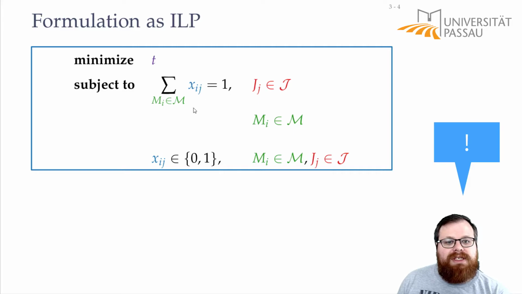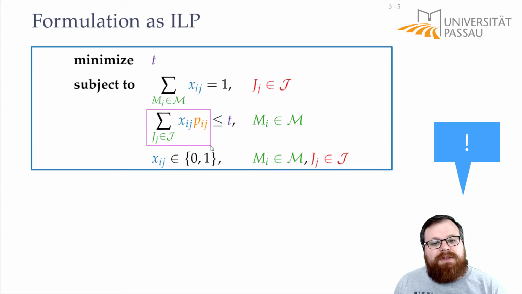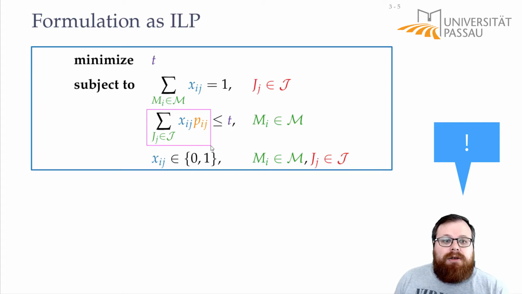So let's start with the jobs. The sum of the assignments of each job to machines is exactly 1. It's on exactly one machine. And now for every machine, we can figure out how long this machine has to work. And if we look at all of those, then it gives us the makespan. So for every machine, we sum up over all the jobs that are assigned to it, multiplied by the processing time. And that gives me the time that this machine i takes to complete its jobs.